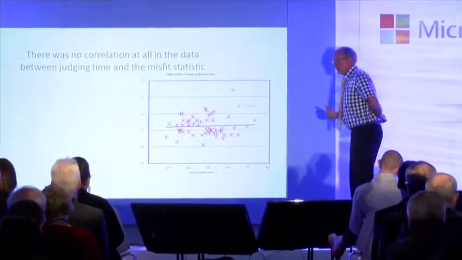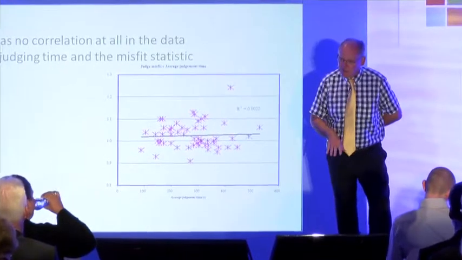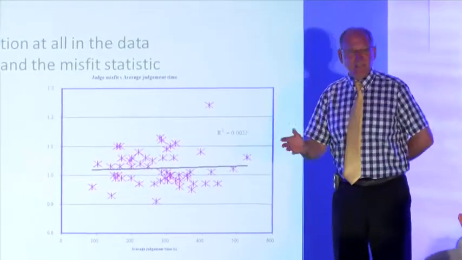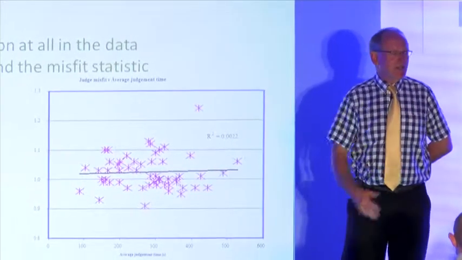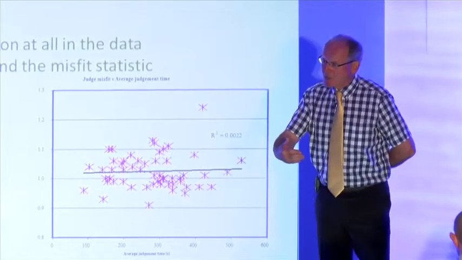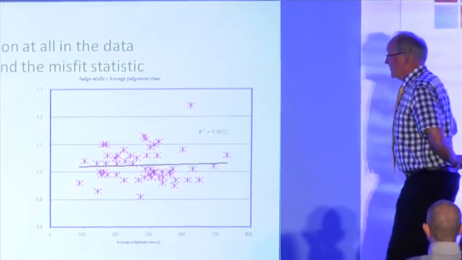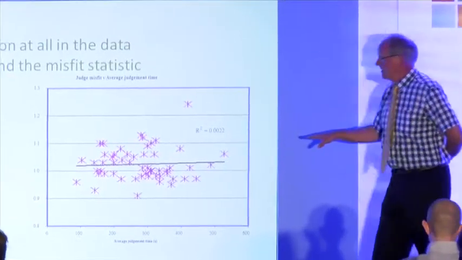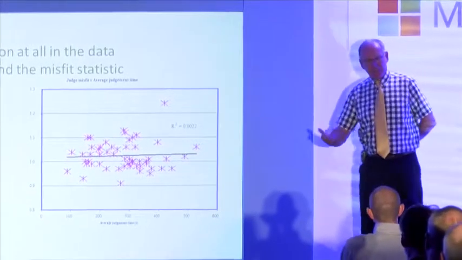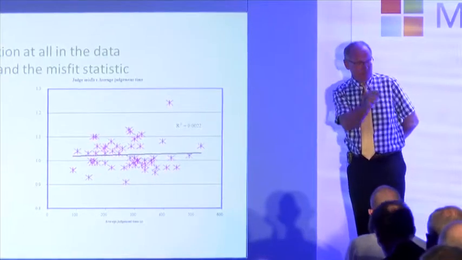Interestingly, some of the judges were much quicker than others. And you might think that the quick judges were the sloppy ones who were making quick judgments, and the ones who were careful and considered and took their time were more reliable. Not true. There is absolutely no correlation in the data between the length of time the judge takes and the misfit statistic that applies to that judge. You can see why the misfit statistic is an important bit of information to have.